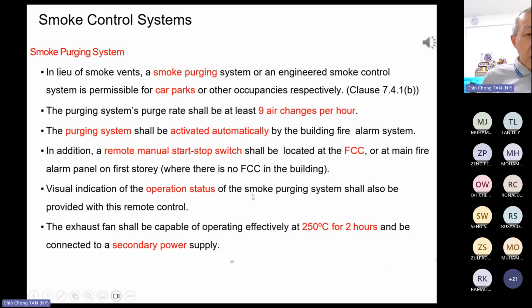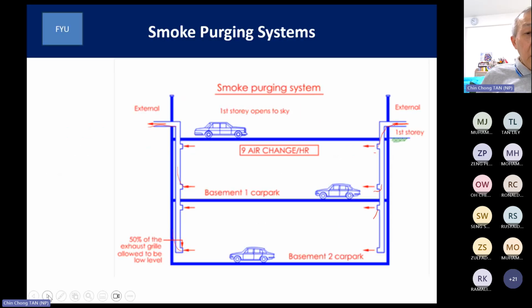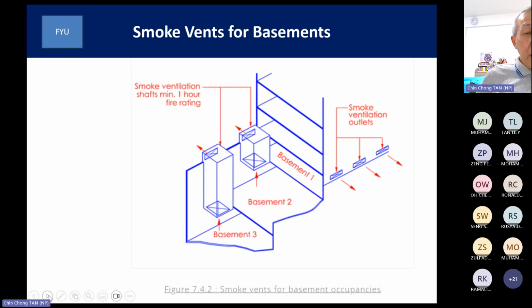The fan must be able to withstand 250 degrees C, but I don't think you need to remember this. So smoke purging. Then for basement, you also need to have a separate smoke fan. This one is natural vents, and they must be spaced out appropriately.